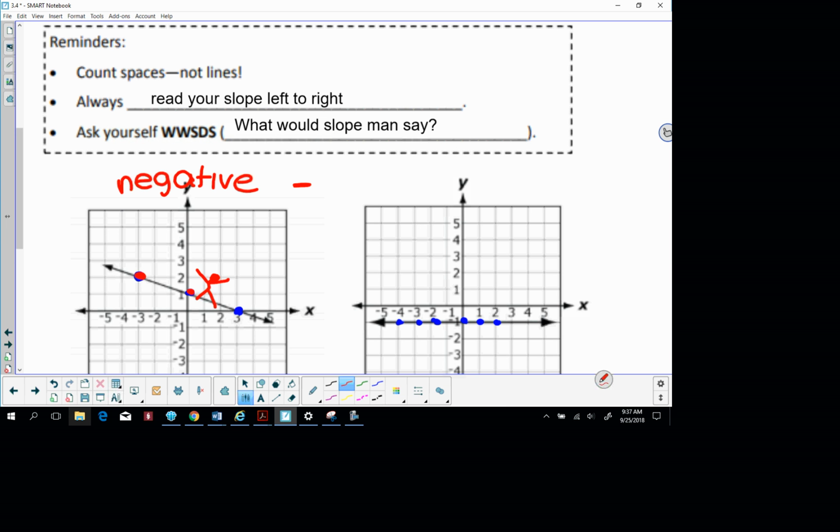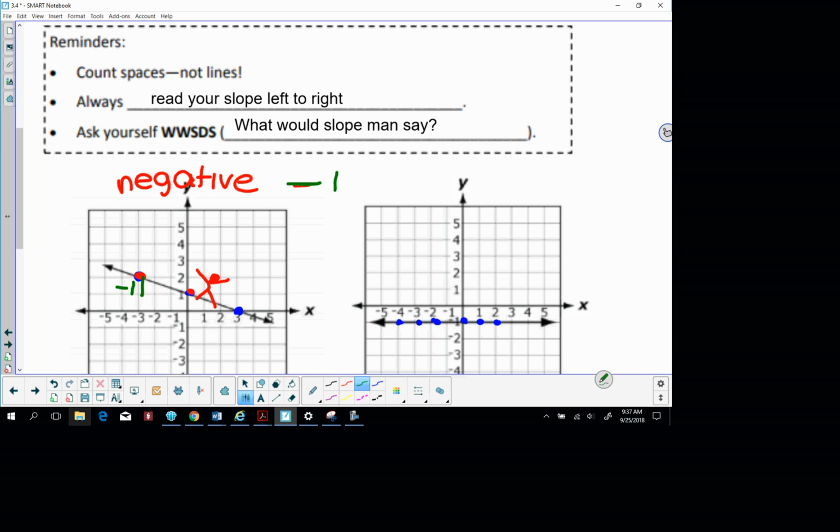If it's going from here to the next point, I read it left to right. And so from this point to this point, is it going down or up? Down. And so since it's going down, I know it's negative. How many is it going down from here to here? 1. So because it's going down 1, I'm going to put -1 right there. So you're going from one point to another. So I would be going down 1, so it's -1.